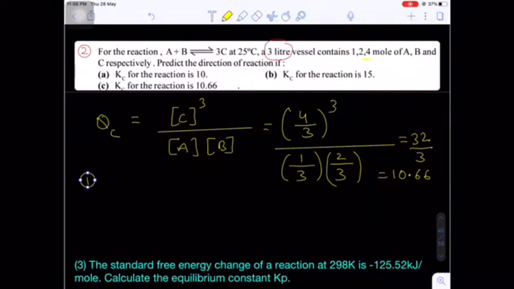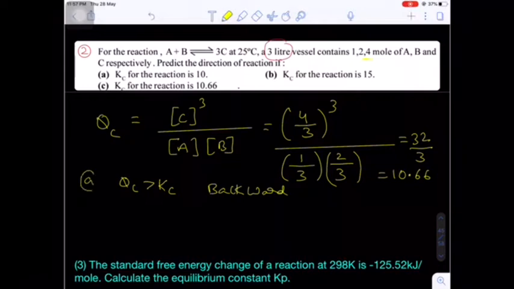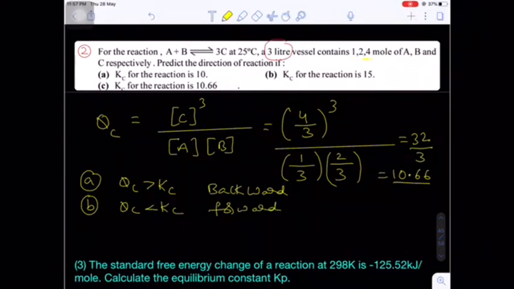Now, in the first question, what is the Kc given? 10. Now the Qc is 10.66. That means Qc greater than Kc. That means the system tends to move in reverse direction, backward direction. That is question A, question B, question C. This is the first question A. Next come to second question B. In question B, what is the Kc given to you? 15. But the Qc is only 10.66. That means Qc less than Kc. That means the system is shifting in forward direction.